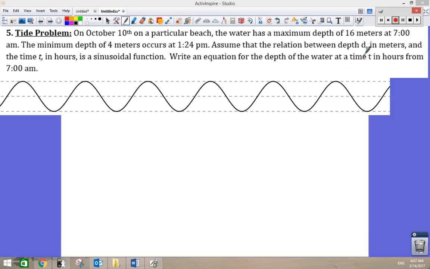Okay, so my depth is 16 meters. That's the maximum. The minimum depth, y equals 4 meters. So add these together, that's 20, and half of 20 is 10. So my center line is 10 meters. So my amplitude is 6, because 6 units above or 6 units below that center line are my max and min.